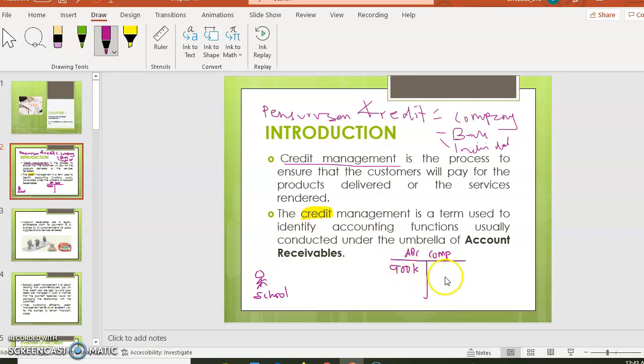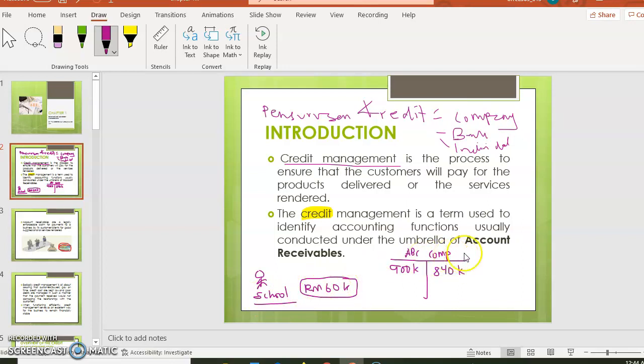However, what happened is that this school only could pay you some amount of only RM840,000. So meaning to say there is still a balance of RM60,000.